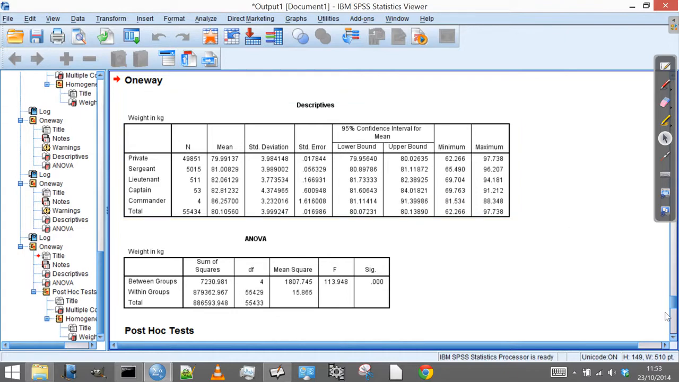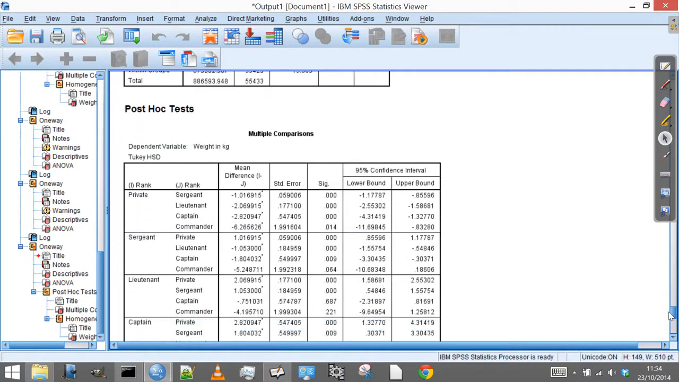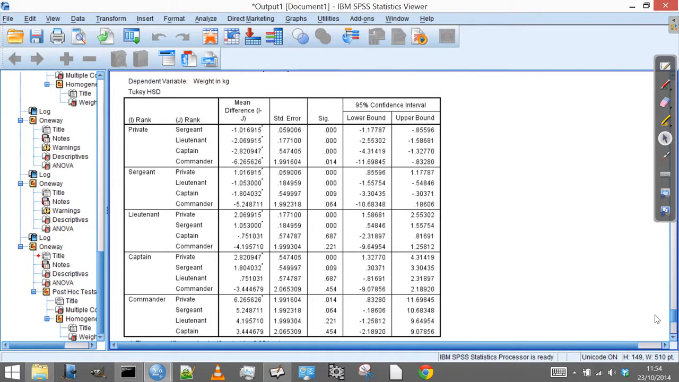So now the post-hoc test has run. And what does it tell me? Let's look at this. It's now comparing the rank of private to all the other ranks. And if I look down this column, I see a statistically significant difference between the rank of private and all other ranks, or the weight of that rank. Because remember, weight is what we're comparing here.